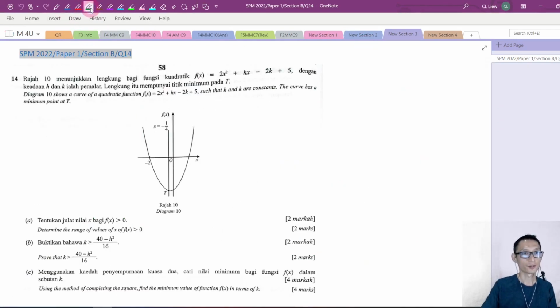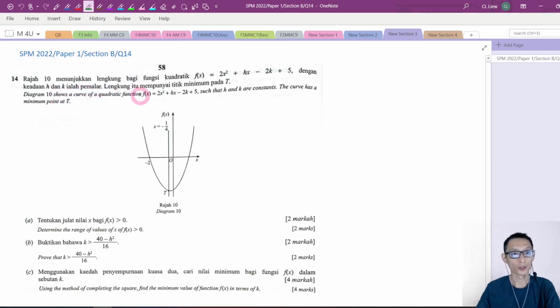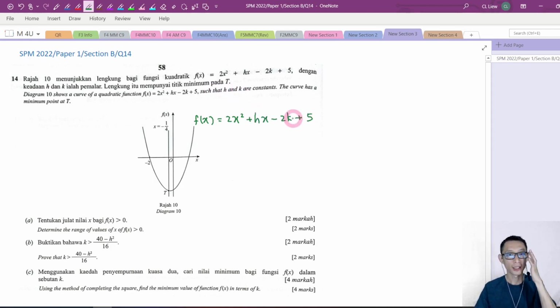Okay, now let's look at another question. This is SPM 2022, paper 1, section B, question number 14. Diagram 10 shows a curve of a quadratic function f of x. Let me label over here. f of x is equal to 2x squared plus hx minus 2k plus 5, such that h and k are constants and the curve has a minimum point at T. This is a minimum point.